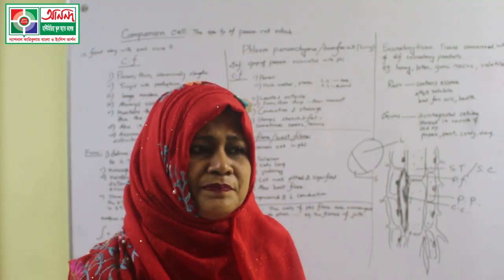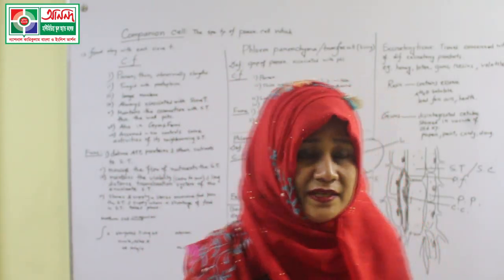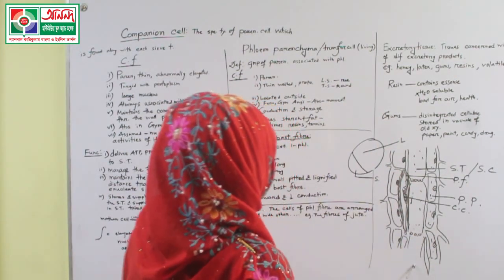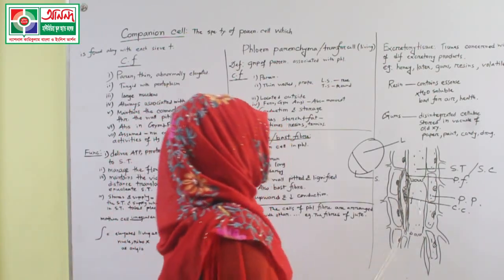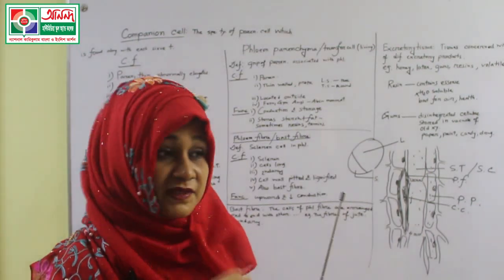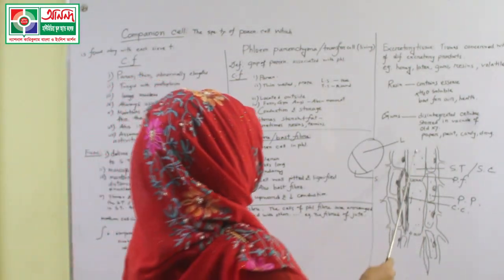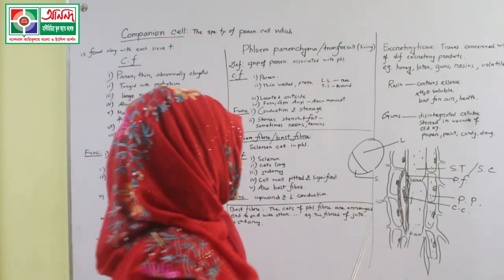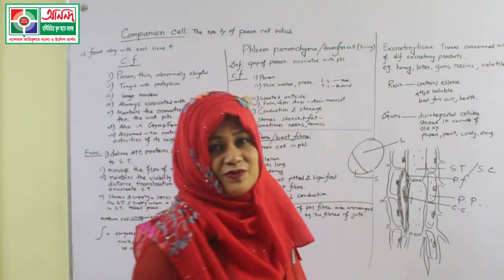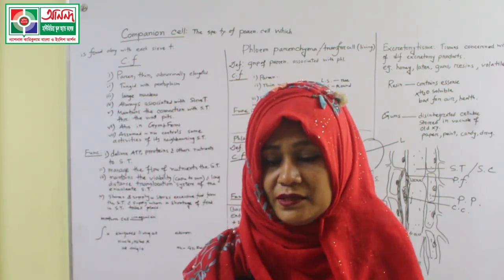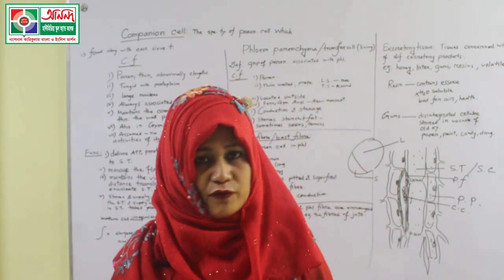What does it mean? That means when there is excess nutrition, the flow of nutrition is more in the sieve tube, then the companion cell stores some food. And when there is shortage of nutrition in the sieve tubes, they supply this through the pores of the wall. So it also stores and supplies. So I can say that there are four functions.